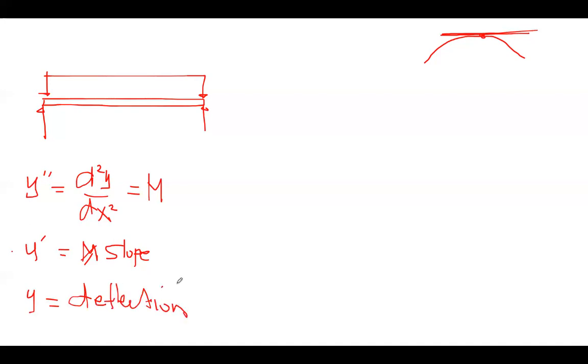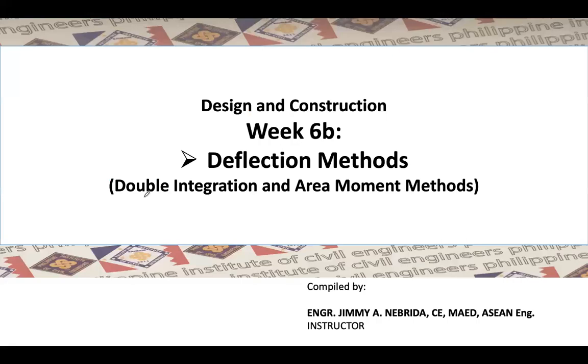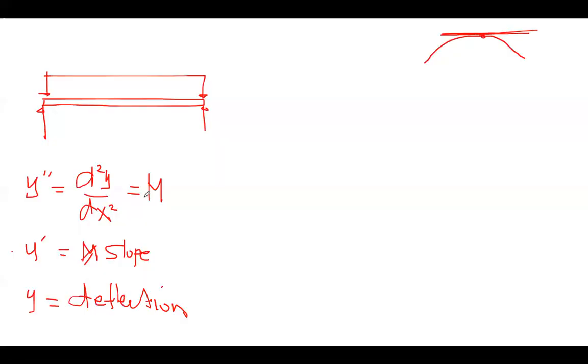So obviously we are trying to calculate here in the double integration method the deflection. Okay, it's all about the deflection method. We are going to compute the deflection of a certain beam. For example, here, this is a beam, W, this is R1, and this is R2. You have here the distance L.